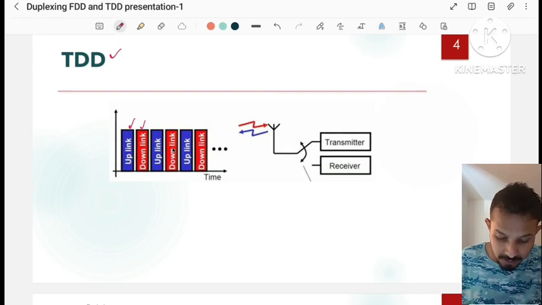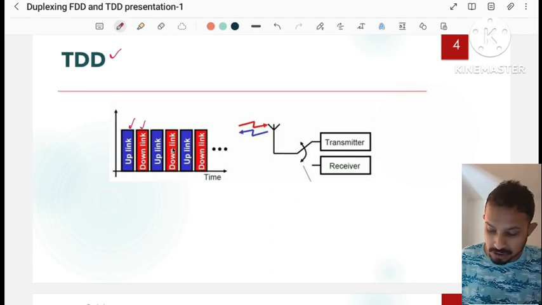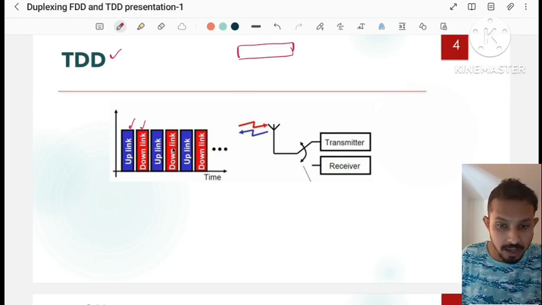GSM comes with a very clever approach. The approach is like, we have this one time slot. GSM has 8 time slots.